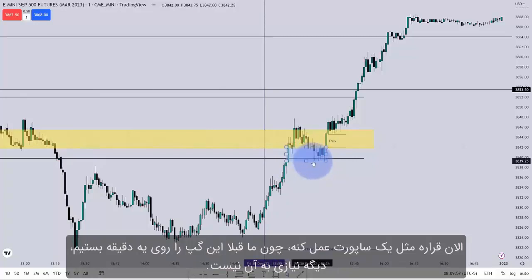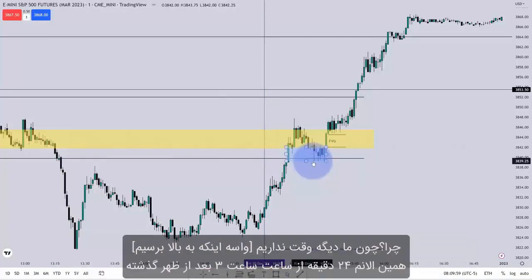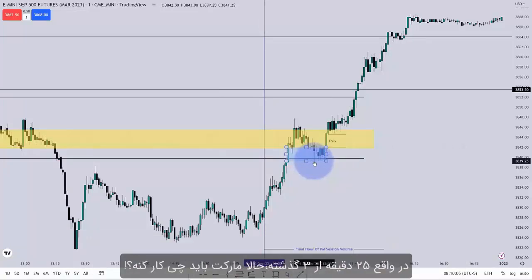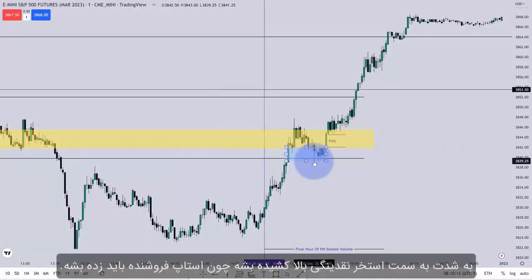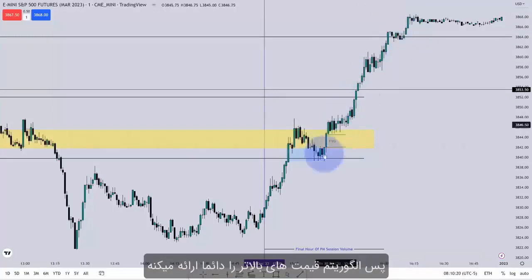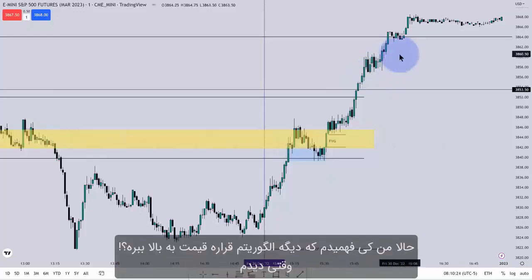There's no need for it. Why? We're also running out of time. It's 25 minutes after 3, or 15:25. So now the market's going to have to start doing what? Gravitate towards that liquidity up here. Short sellers are going to want to cover, and they're going to be enticed to cover because of the algorithm repricing higher, higher, higher, higher.